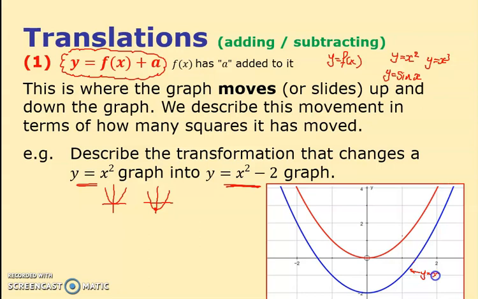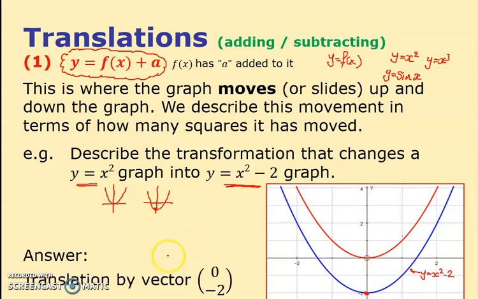Y equals x squared minus 2. And notice it crosses at minus 2 on the y-axis. So how do we describe it? Well, we basically say it's a translation. And we have to say it moves 2 down. The easiest way to do that is to talk about the vector. So I've written the translation by the vector 0, minus 2.